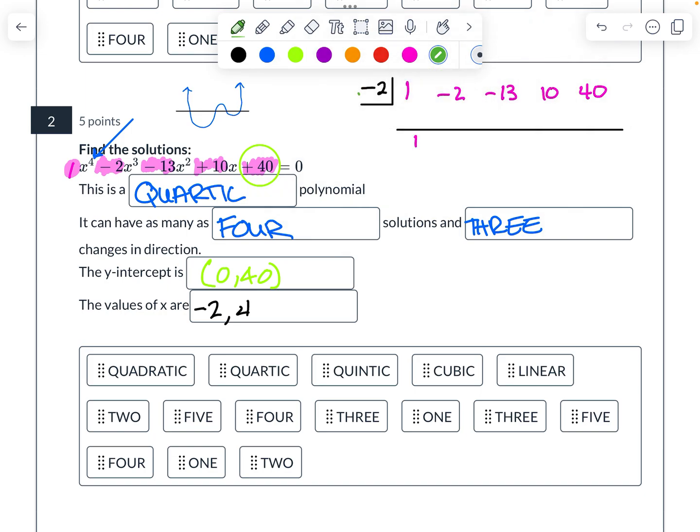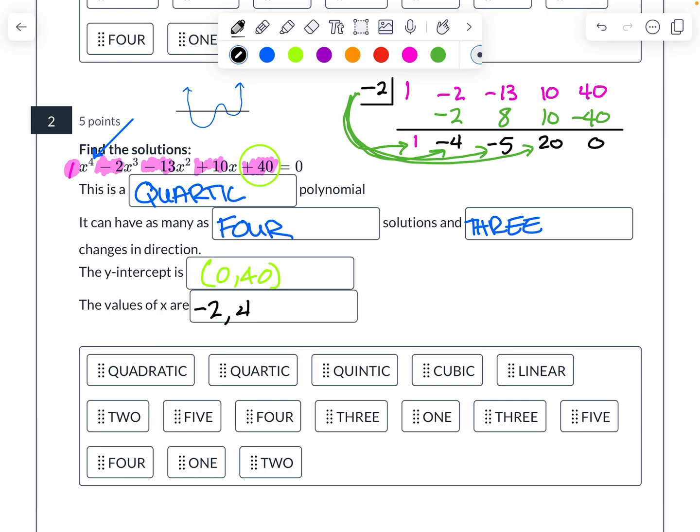So I'm going to take -2 times 1 and get -2. And then -2 and -2 are -4. And then I'm going to take -2 times 4 and get 8. And -13 and 8 are -5. And I'm going to take -2 times -5 and get 10. And 10 and 10 are 20. And I'm going to take -2 times 20 and get -40. And -40 and 40 are 0. Winner, winner, chicken dinner. We knew we were going to get a 0 because we have no remainder.